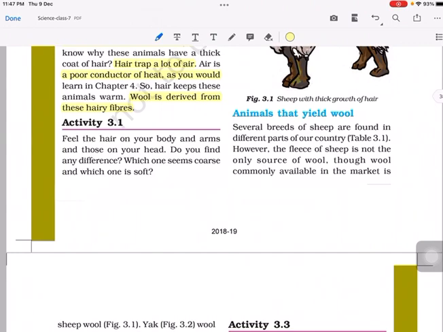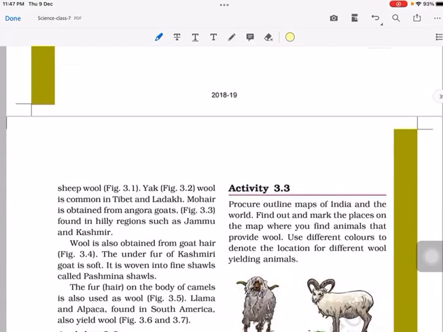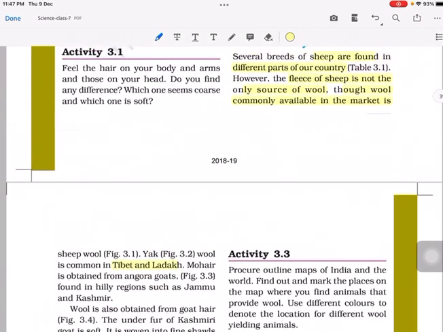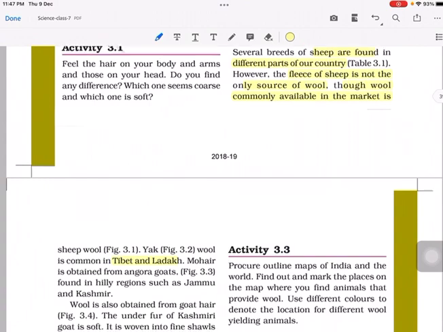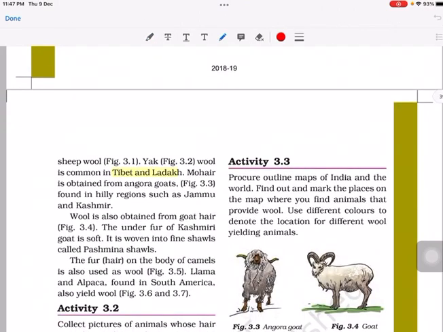Several breeds of sheep are found in different parts of the country. However, the fleece of the sheep is not the only source of wool, though sheep wool is commonly available in the market. We already know that not every sheep gives wool. Some wool available in the market is obtained from sheep that live in Tibet and Ladakh.